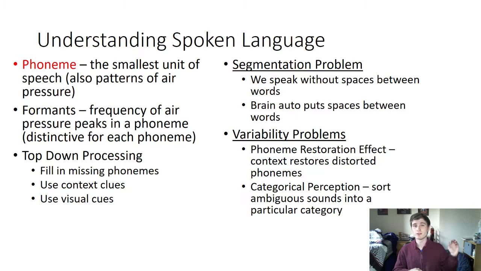So the auditory cortex does some of this processing, but there's a variety of different nuclei along the auditory pathway that process that auditory signal for final processing at the auditory cortex. Formants are basically the frequencies of air pressure peaks in the phoneme. So you can think of them as like distinctive signatures for each phoneme.